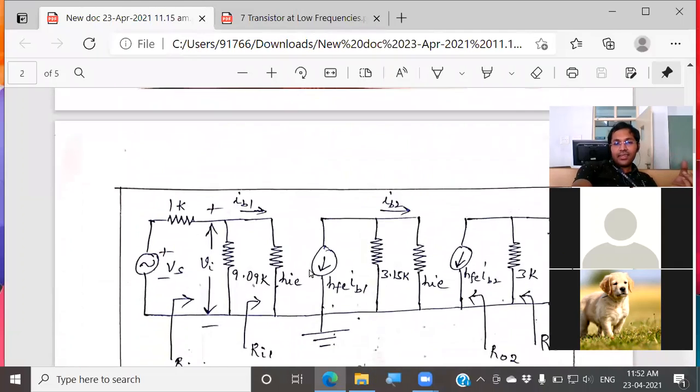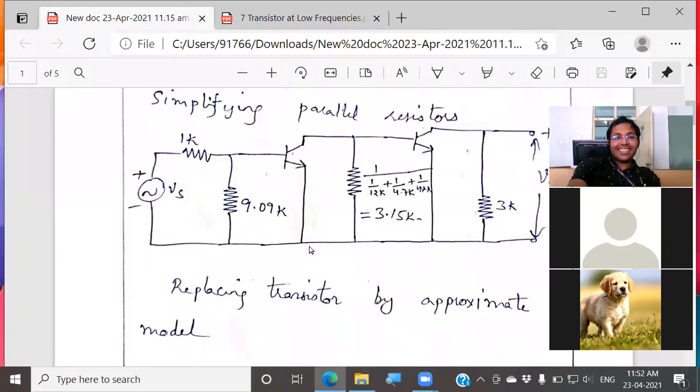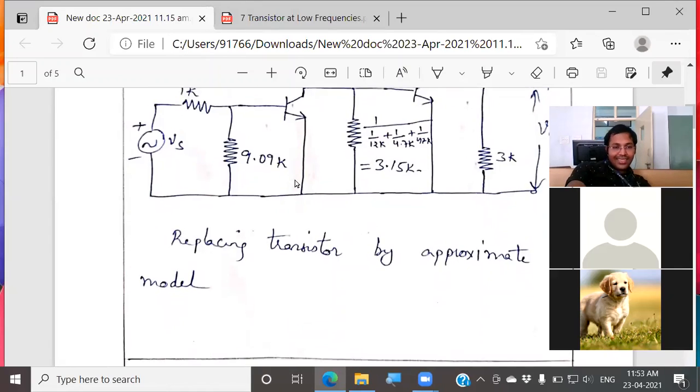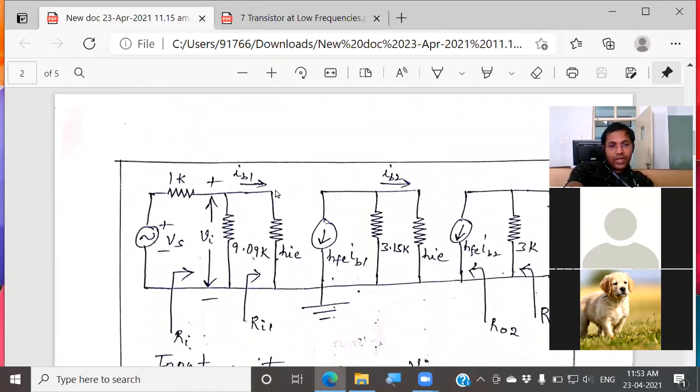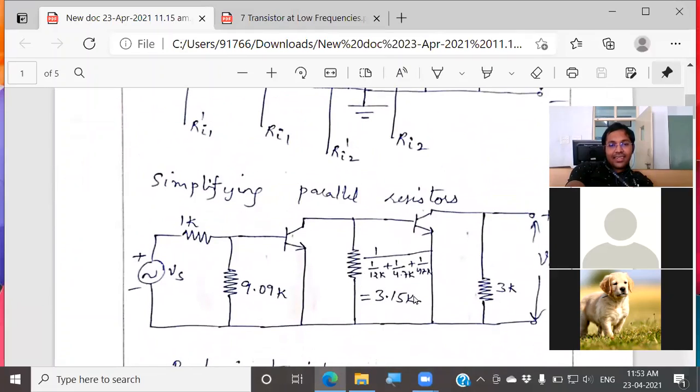Okay, fine. So what does the transistor consist of? At the input side, this is HIE, then at the output side, HFE IB. This is the approximate model of the transistor. Only 2 components: HIE, HFE IB.